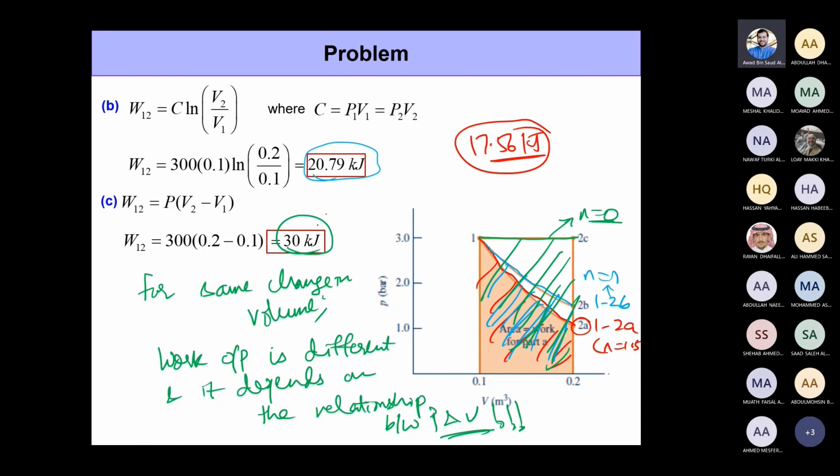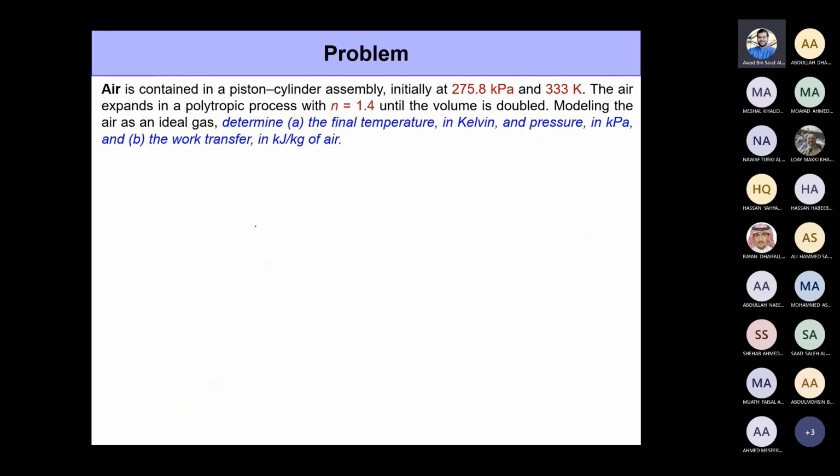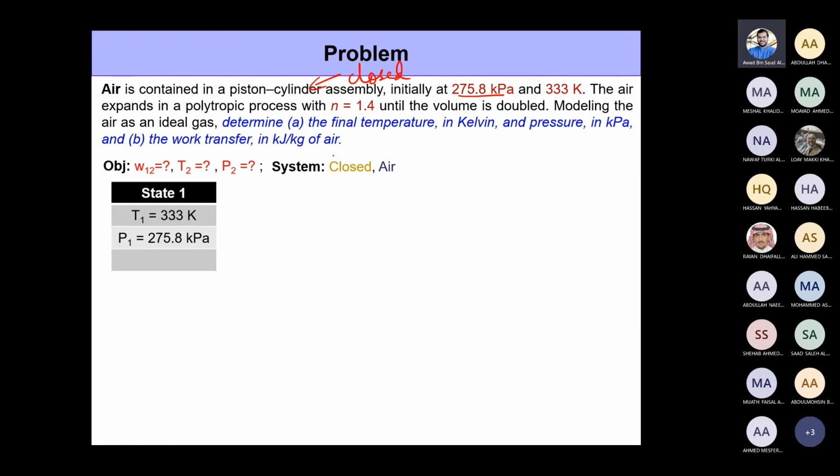All right, if no questions, then let's move on to the next part. Here we're dealing with air, and it says that the air is contained in another piston-cylinder assembly. So again, a closed system. It's initially at 275.8 kilopascal and 333 Kelvin. Air is the substance that we're dealing with, and at its initial state, these are the temperature and the pressure that we have.